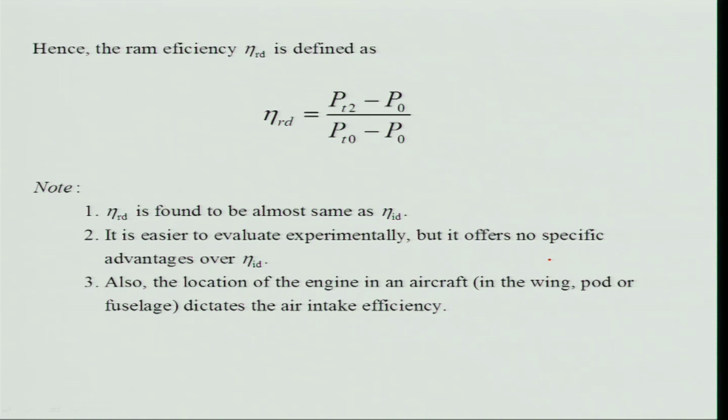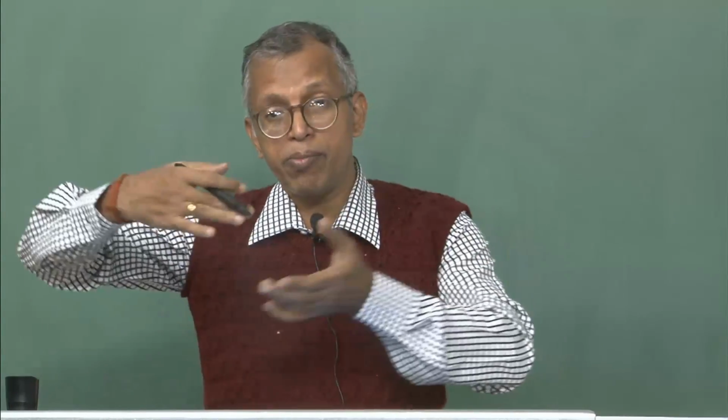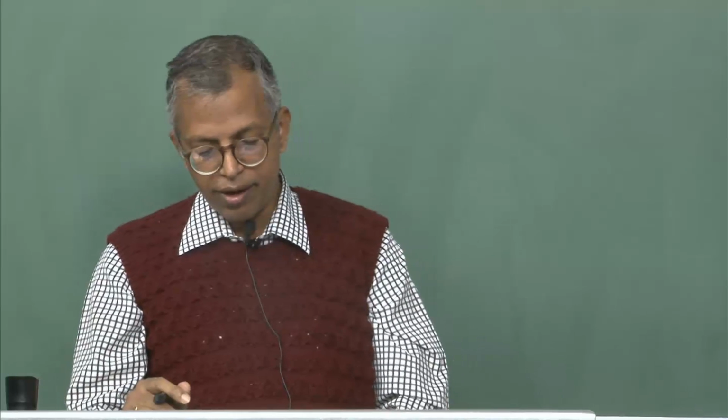So, it is easier to evaluate experimentally, but it offers no specific advantage over eta d, particularly for cycle analysis. And the location of the engine in the aircraft, for example, in the wing, pod or fuselage, dictates the air intake efficiency, right. For example, in fighter aircraft your air intake will be in the fuselage itself, and there will be maybe a serpentine duct sometimes being used. So, therefore, efficiency will be different than the Boeing kind of series, or the larger aircraft.